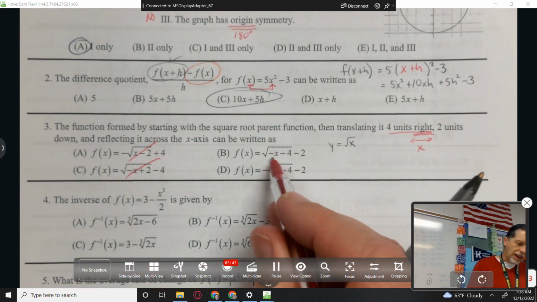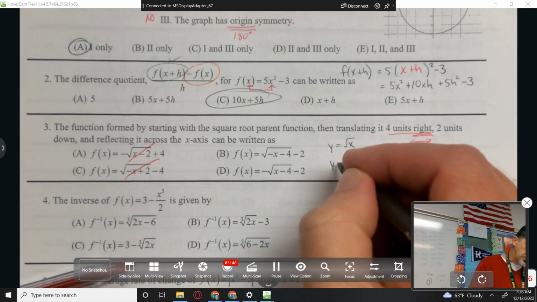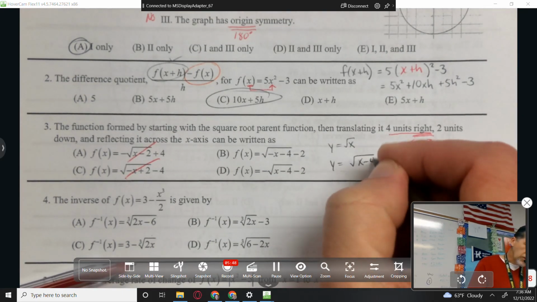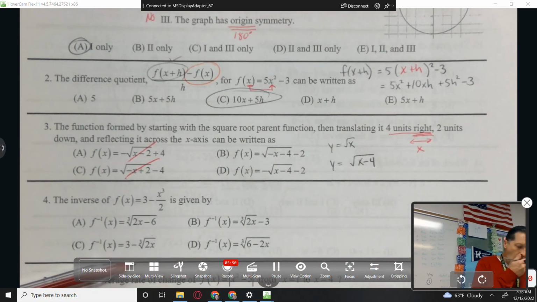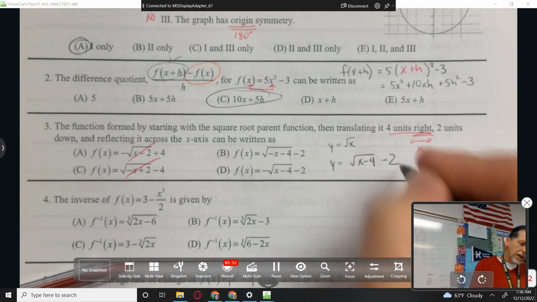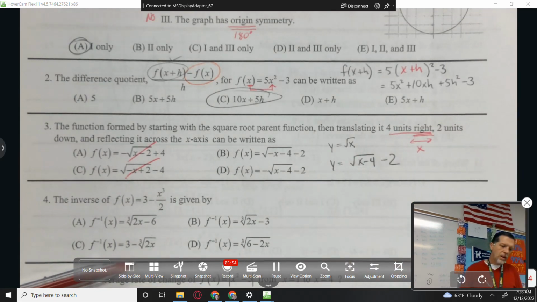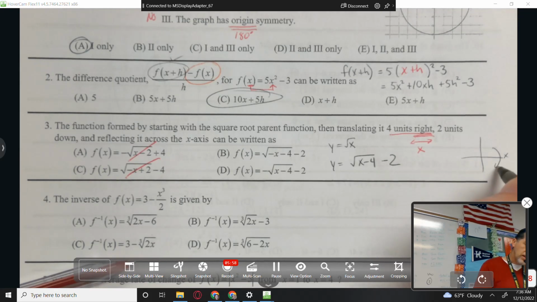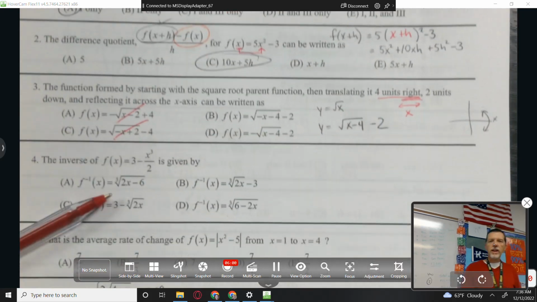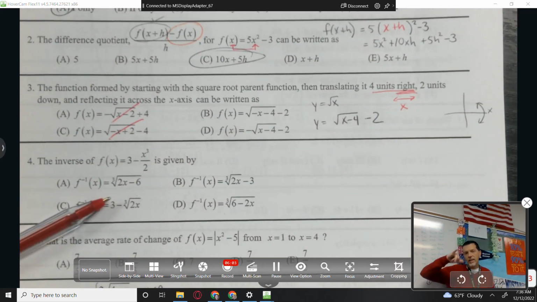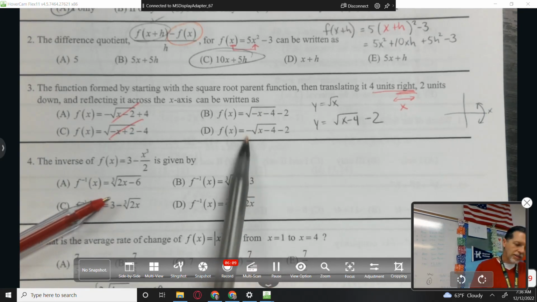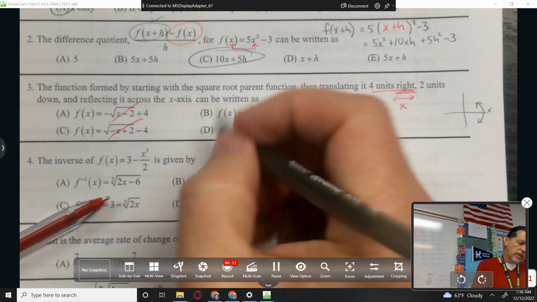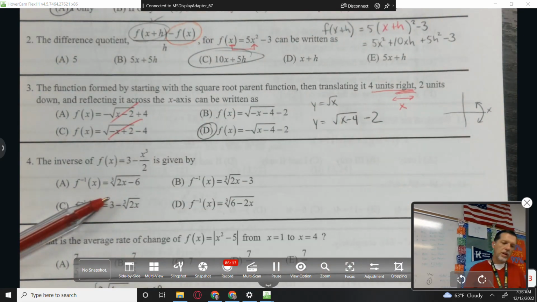So I don't know about that negative sign. We'll see about that. But so x minus 4, 2 units down, so minus 2 at the end, and reflecting it across the x-axis. So if we reflect it across the x-axis, that's a change in y. So the negative sign doesn't need to be on the x, it needs to be out front to flip the whole thing over. So that would be answer choice D.